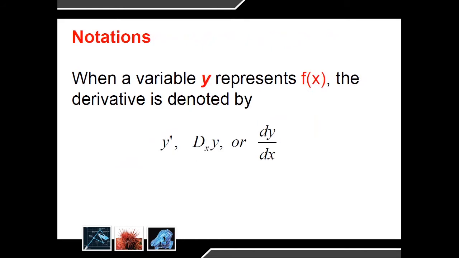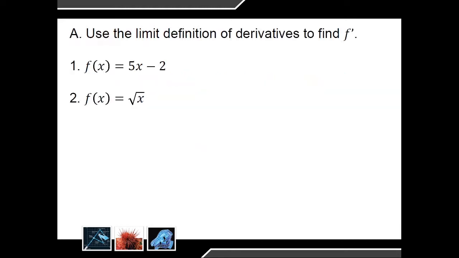Now, the notations for the derivative are written as y prime, or the derivative of y with respect to x. It all means the same. It still means that this is the derivative of the y function. Now, we shall use the limit definition of the derivative to find f prime of x.